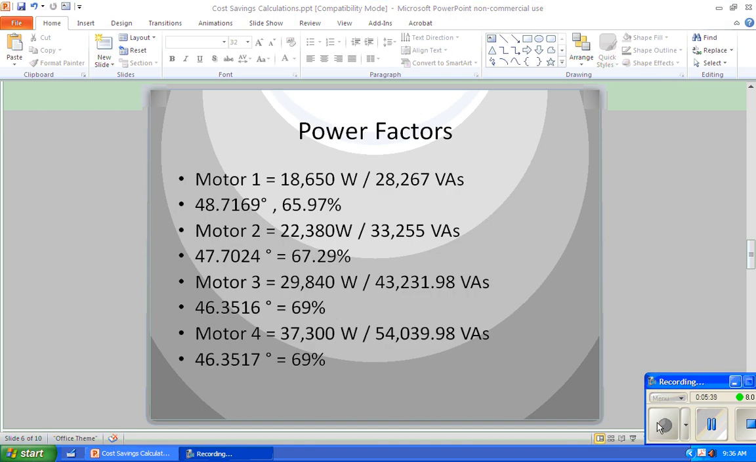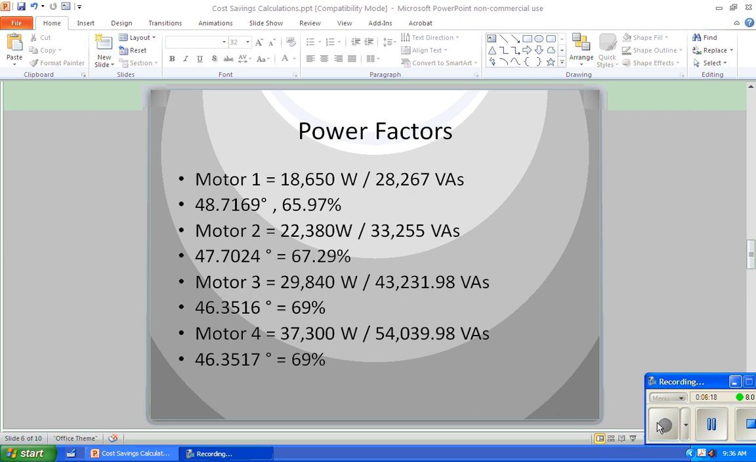In motor 1, we have a true power of 650 watts and an apparent power of 28,267 VAs, which gives us a 48.7169 degree angle with a 65.97% power factor. In motor 2, we have 22,380 watts and 33,255 VAs, which gives us a 47.7024 degree angle and a 67.29% power factor.